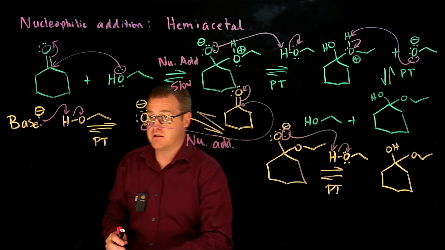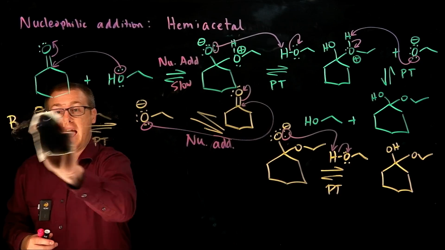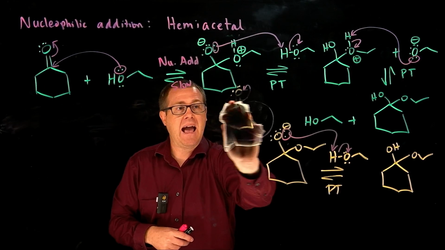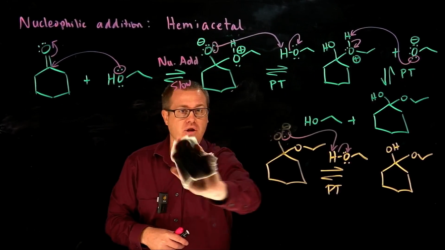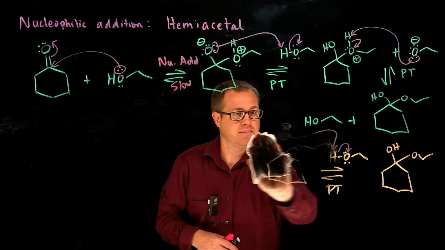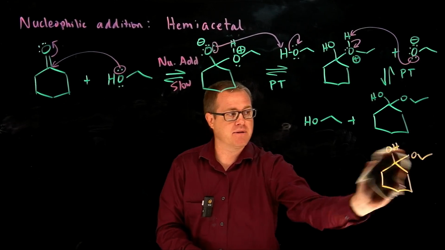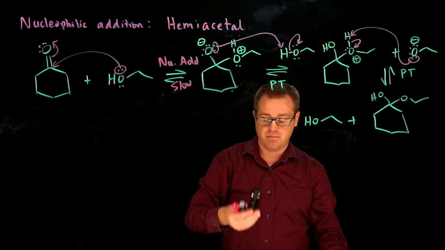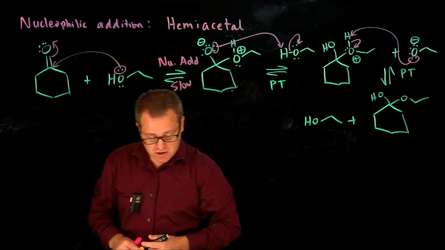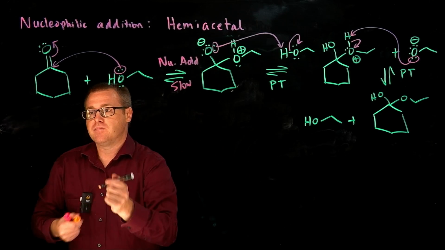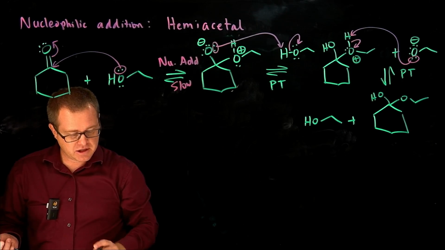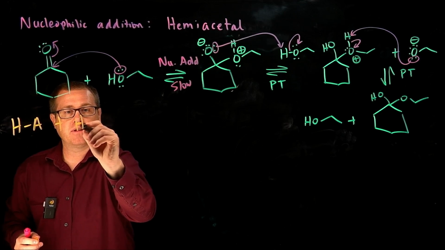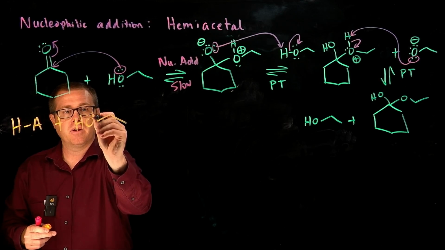Now let's compare and contrast that, though, when we add base, or sorry, when we add acid. So what does acid do to make the reaction go faster? It's different, but it still gets the same net result. We're going to have a faster reaction than if we have no acid or base. So when we add our acid here, let's just add a generic acid, HA, and that's treated with our alcohol here. What are we going to do?